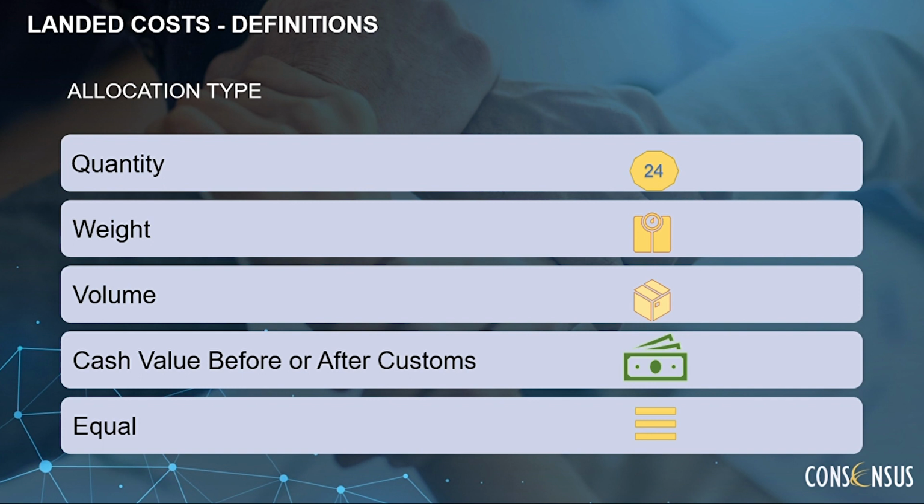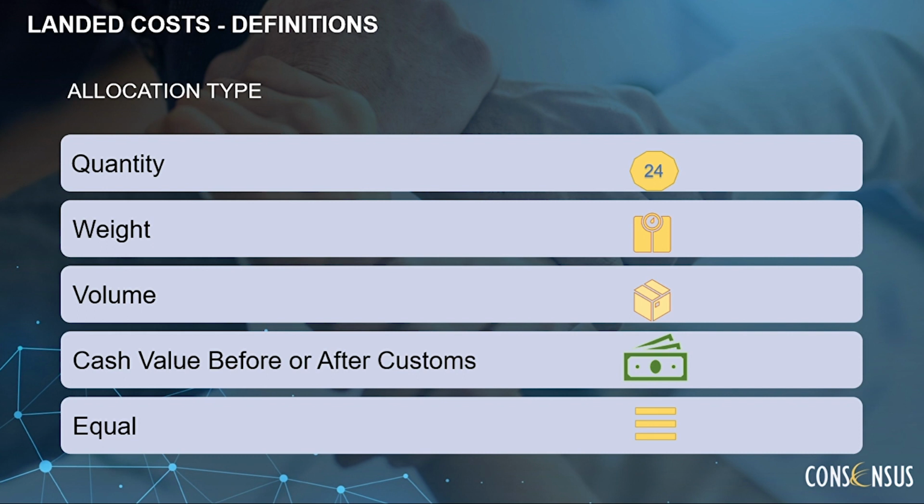If your company is not using landed cost at this time, what most companies do at the beginning is they do it based on the quantity, because it is easier to identify. And then after 2 or 3 months, they analyze the numbers and then they make the decision. You know what? It makes sense to do it by weight or by volume.